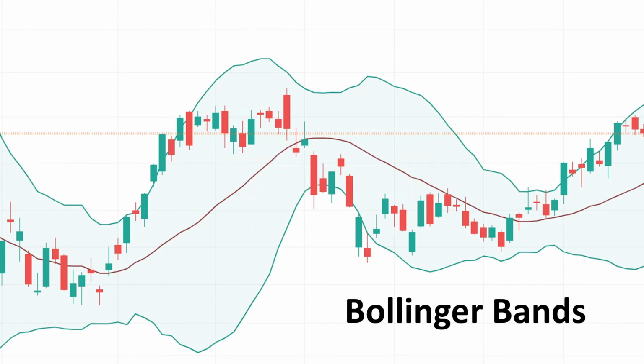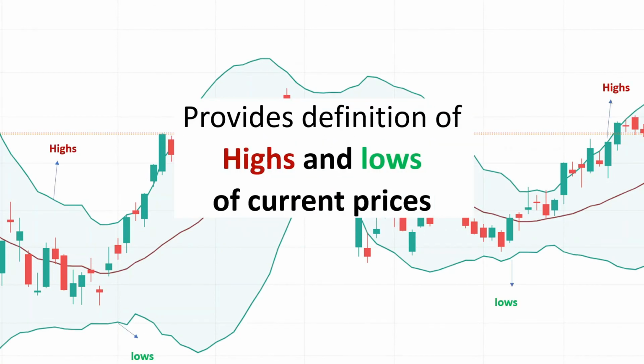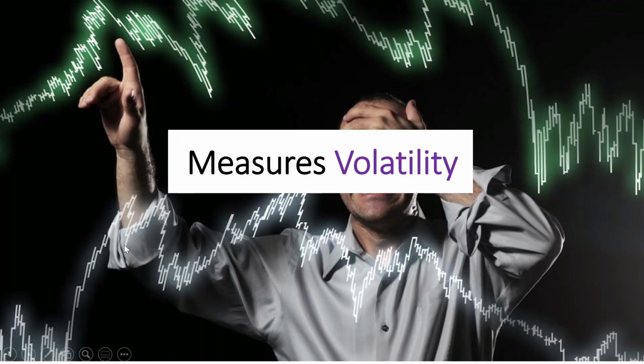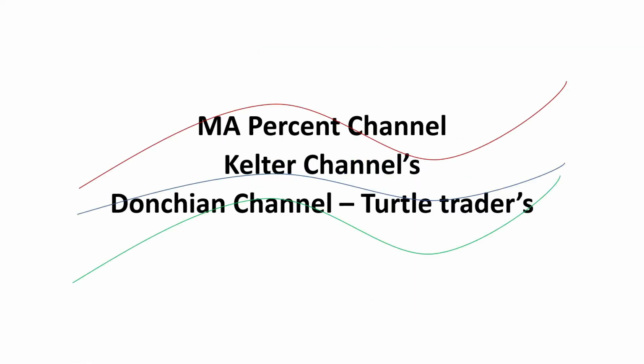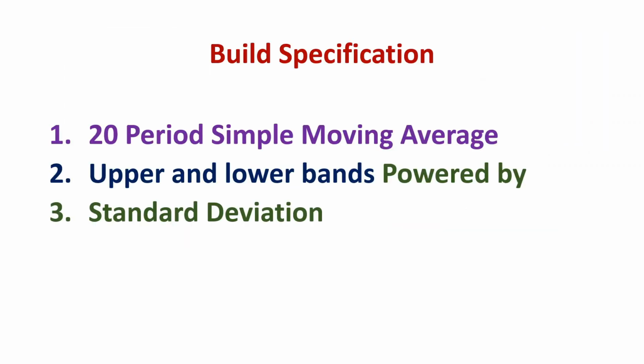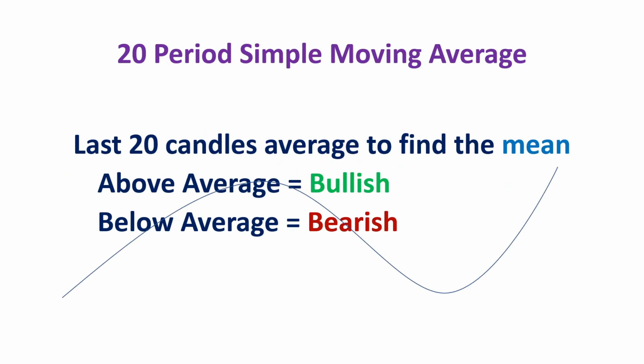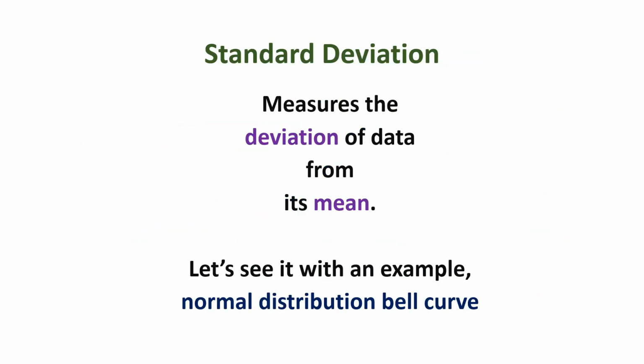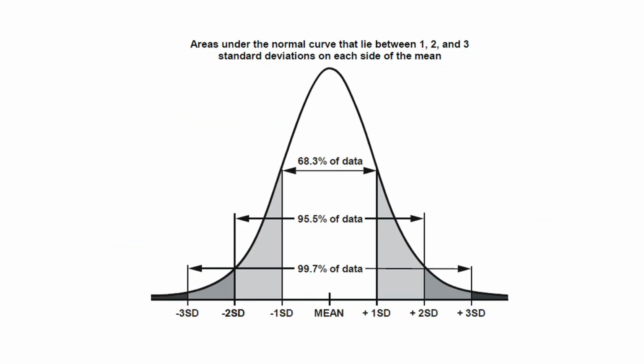So, a quick recap. Bollinger Bands are bands which tell us at any particular time what the highs and lows are, and they help measure volatility. They are band-based indicators. The problem being solved was volatility. We saw the 20 period moving average, upper band, lower band, and standard deviation. We saw most of it. Then we saw what the normal distribution bell curve is. This is a very important concept. Let's try to understand up to this.